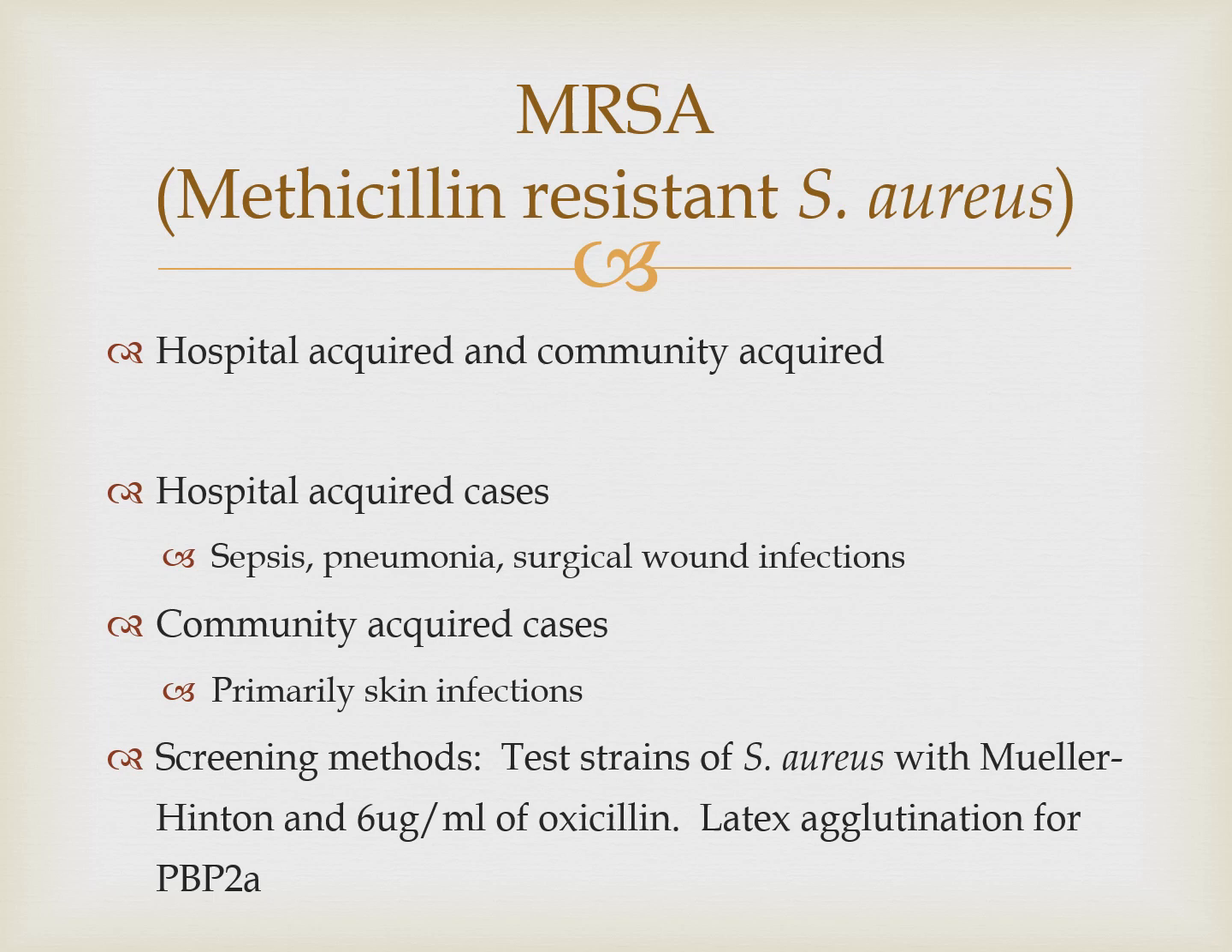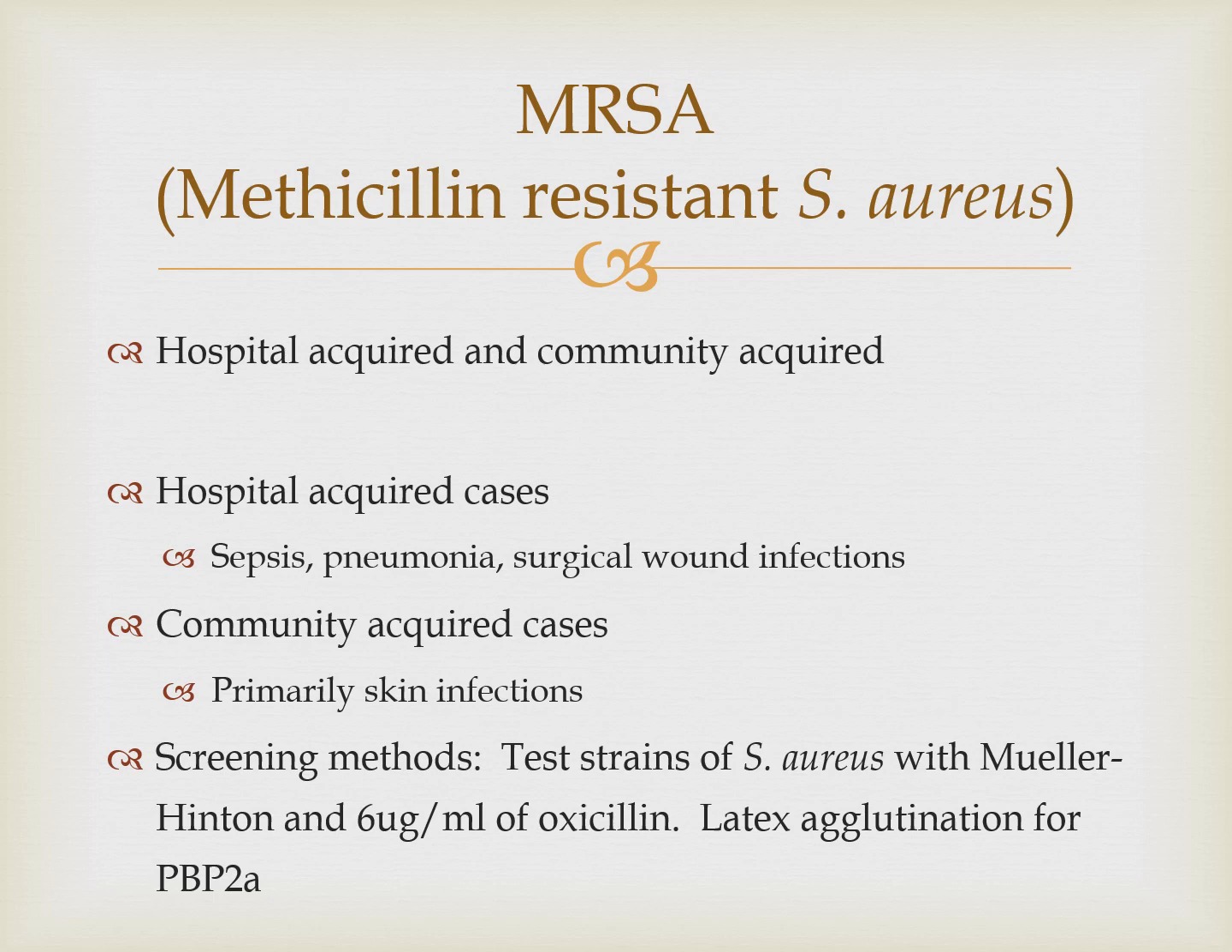Okay, now there are two types of MRSA. One is called hospital-acquired MRSA, and the other one is community-acquired MRSA. In the case of hospital-acquired cases, those MRSA cases usually involve septicemia, pneumonia, and surgical wound infections, while community-acquired cases of MRSA are usually skin infections. Usually those patients have pustules that they seem to think are spider bites, but they're actually pustules of MRSA.